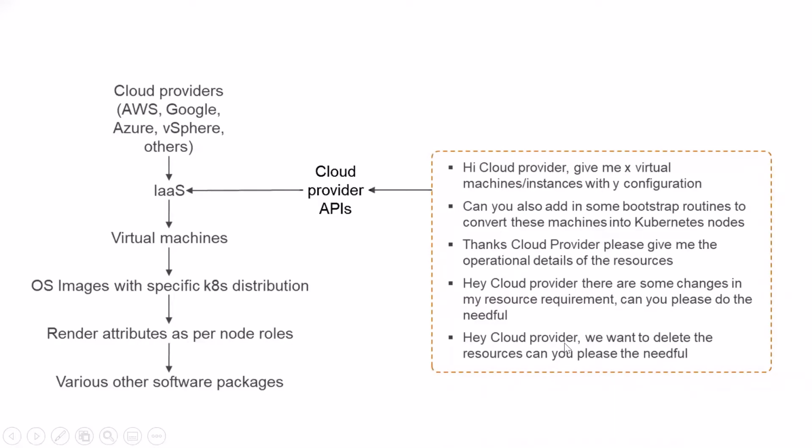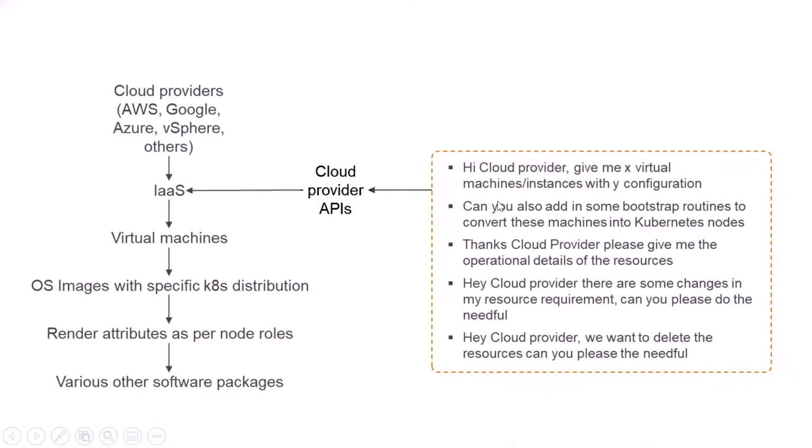And lastly, we want to delete the resources. It could be either an intentional delete, or it could be via an upgrade where you create new nodes in terms of resource capacities, and the previous nodes get deleted. So essentially, these are the asks, and these asks translate to API calls to the cloud provider APIs, right? And all these are the cloud providers, including vSphere in this case.